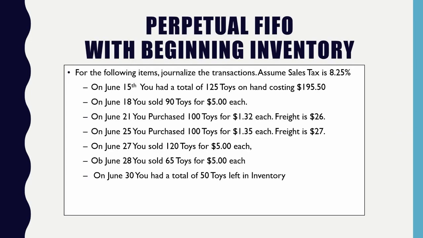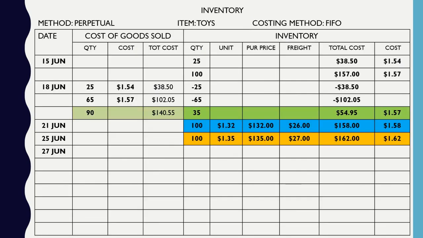On June 27, we end up selling another 120 toys. So in this case, because I'm using FIFO, I need to identify which batch came first. My green batch was from my previous beginning balance. So I know that I'm going to get rid of my green batch, so that's only 35. But I need to get to 120. So this is where I need to dip into my next batch of inventory, which is the blue batch right here that I purchased on June 21st.